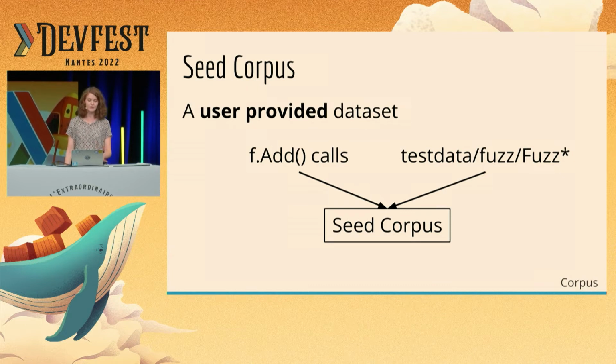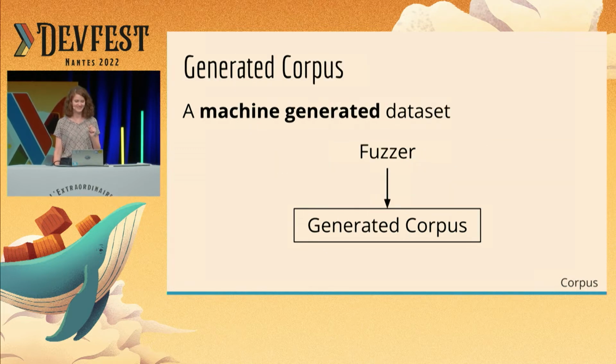The seed corpus also serves an additional purpose in Go. Running with go test by default, even when fuzzing isn't running, can actually serve as a regression test of sorts, and I'll show that in the demo as well.